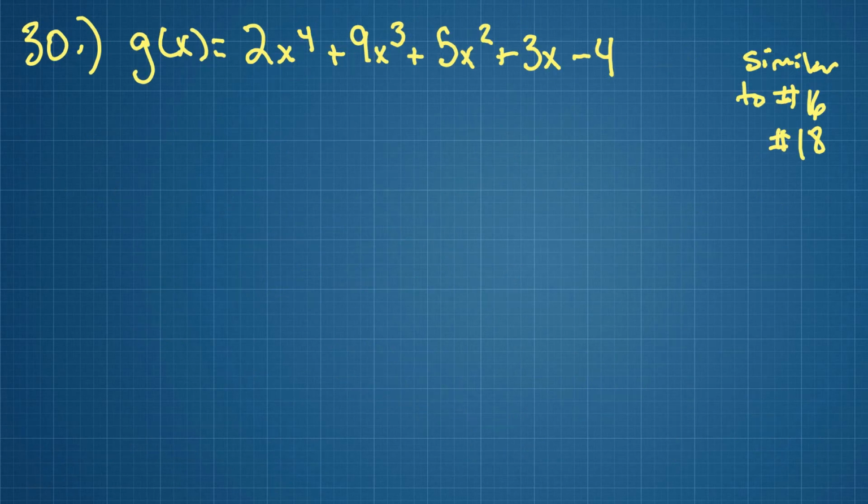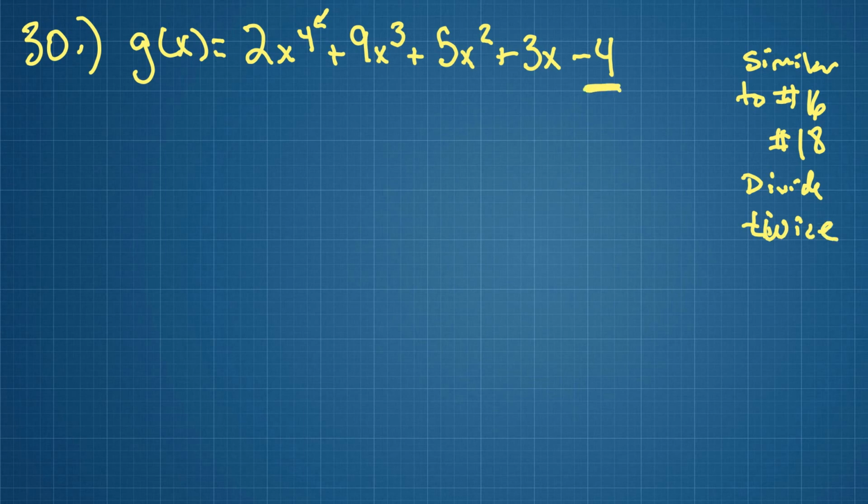All right, 30. 30 is very similar to number 16 and number 18 from the last part, where because it's to the 4th power, I know I'm more than likely going to have to do my synthetic division twice. So I'm going to divide 2 times. And I don't mean like 2x, I mean divide twice. So I still do everything the same.